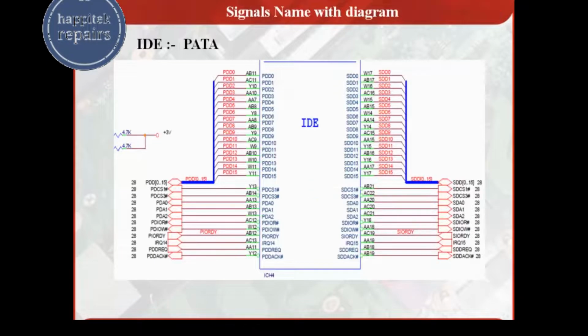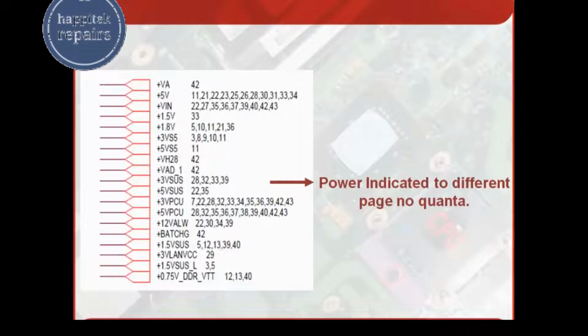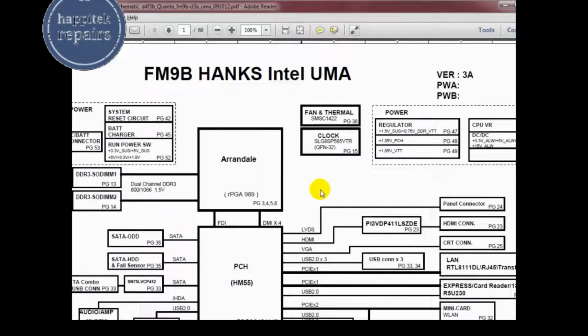Now we will see the connection details. Before going to the connections, we will go to the schematic diagram. Opening the schematic diagram, we will understand where this power is going. We can see the schematic diagram will be like this.